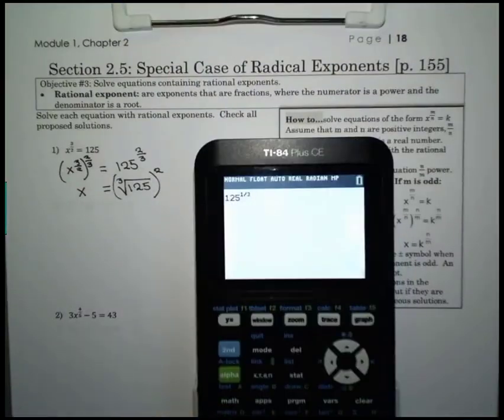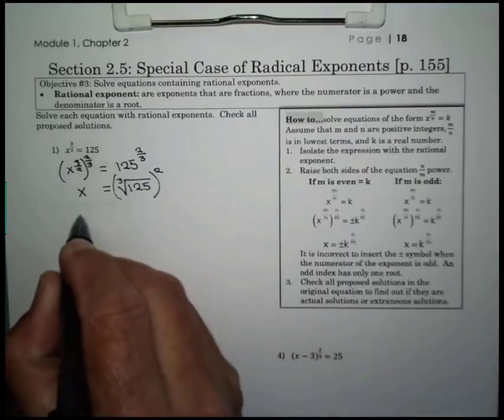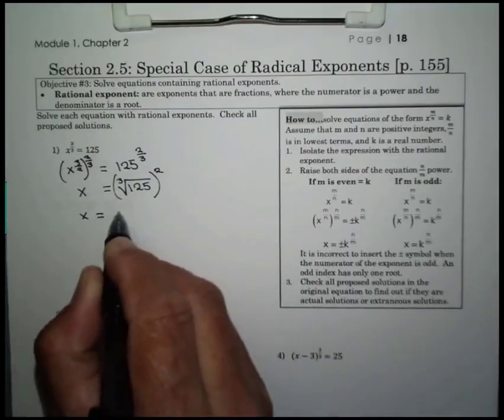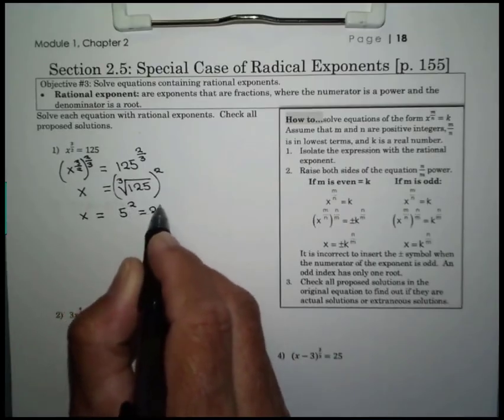Now you should be able to see it, because 125 raised to the power of 1/3. You'll have to figure out how your calculator raises something to a fraction, but you should be able to do that. And if I hit enter there, I'll see that it is 5. So the cube root of 125 is 5. I can resolve this by saying x is equal to 5 squared. Therefore, x is going to equal 25.